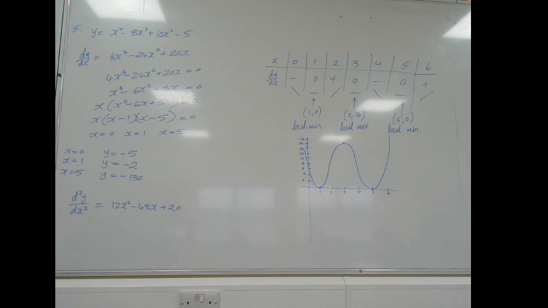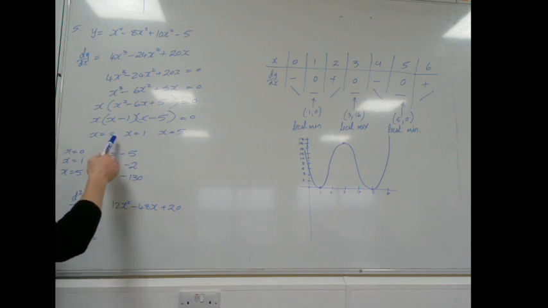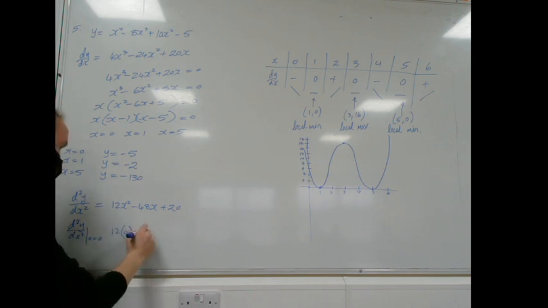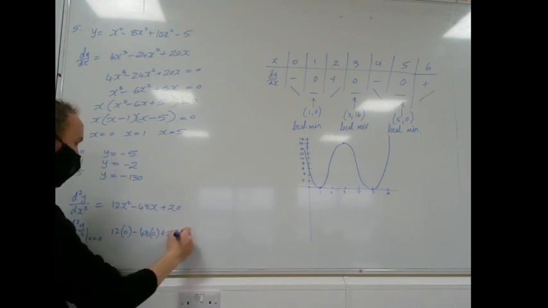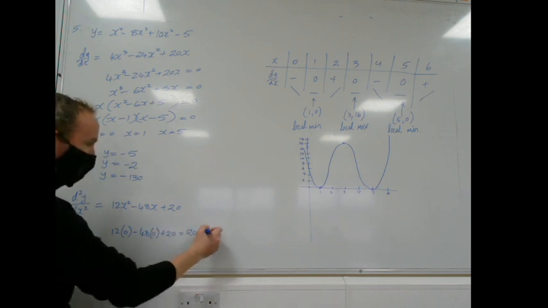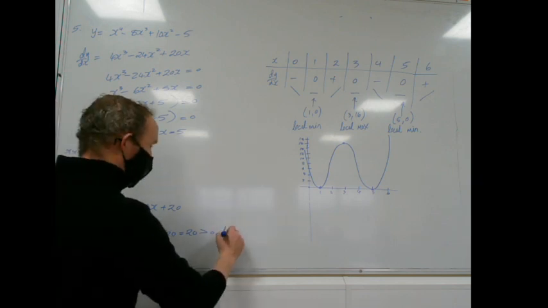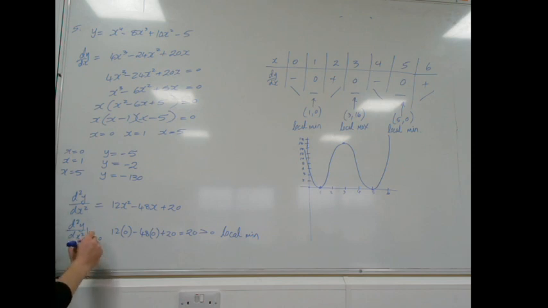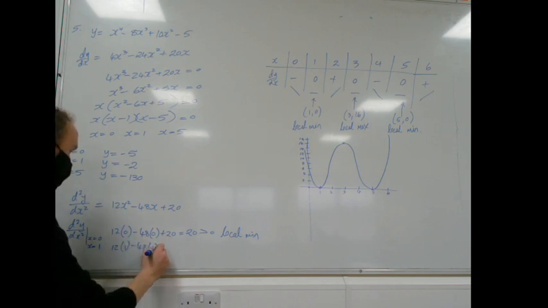Either way, just get the d squared y value. So when x equals 0, d squared y by dx squared equals the value at x equals 0, which is positive and greater than 0, so therefore it is a local min.